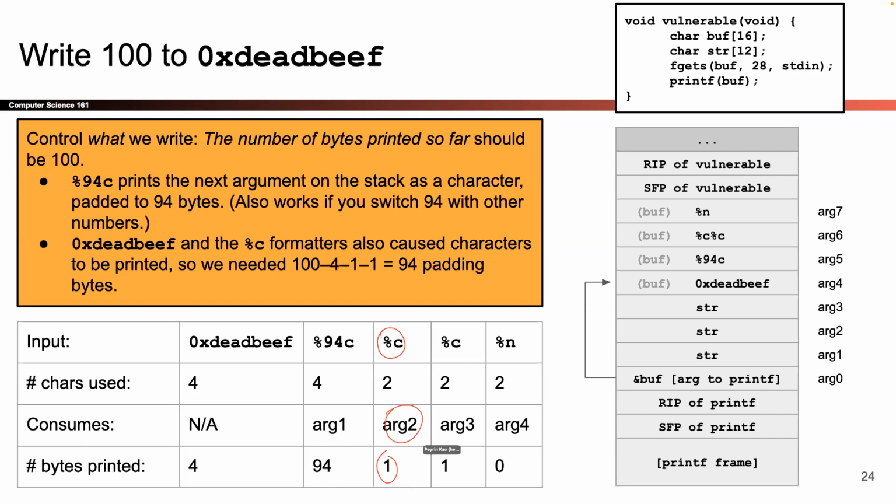It used up arg2 on the stack, %c. You are friends with this thing on the stack, whatever that is. So I'm going to go there, use that thing, read it, treat it like a character, print it out. Characters are 1 byte long, so a single byte got printed. Same thing for this one. I used up this argument on the stack, and I print out 1 character.